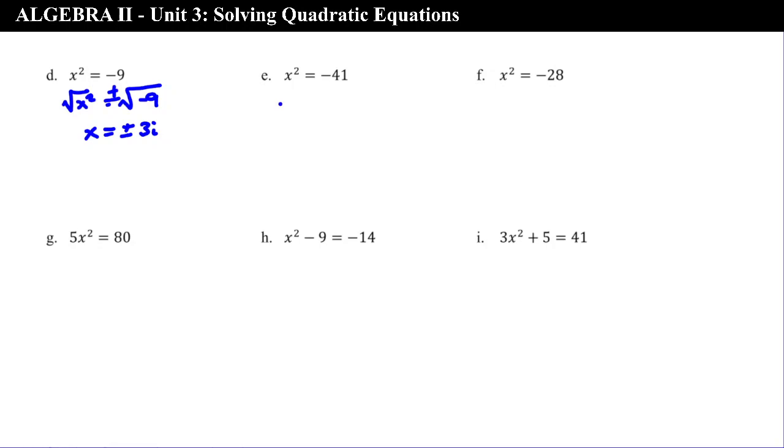All right, for the next one, again, we're just going to take the square root of each side. Here we're going to have plus or minus the square root of -41. So the square root of x squared is x, and then the square root of negative 41. Well, can we simplify the square root of 41? The answer to that is no. But we can pull out our negative 1. And so our final answer is going to be plus or minus i square root of 41.